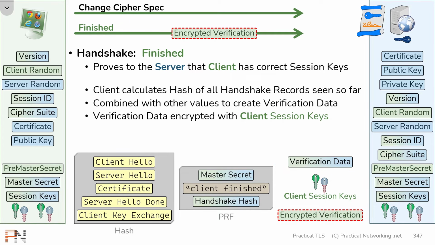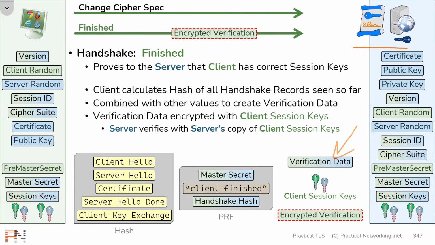The server will then take what was sent on the wire, decrypt it with its copy of the client session keys, and if the result of that is identical to the verification data that the server put together, this tells the server that the client definitely has the same session keys. Moreover, calculating the handshake hash from what was seen or sent by the client or the server also proves that the client and the server saw the same handshake records.